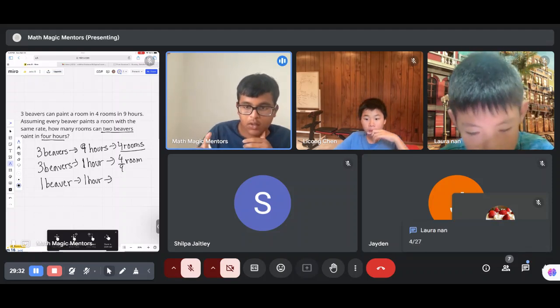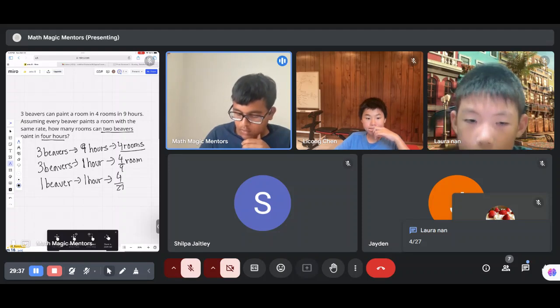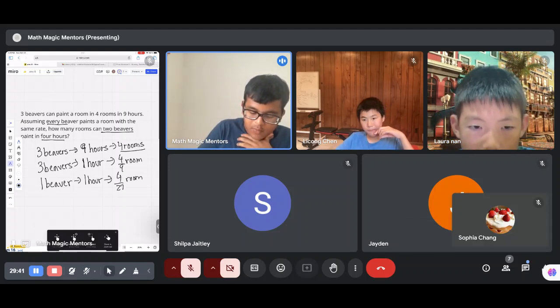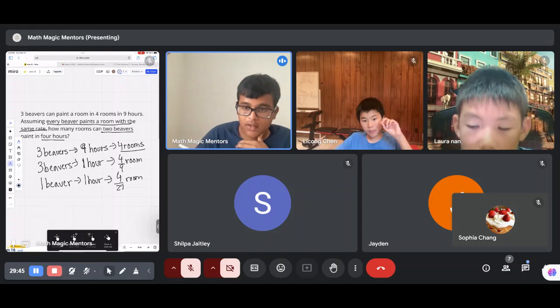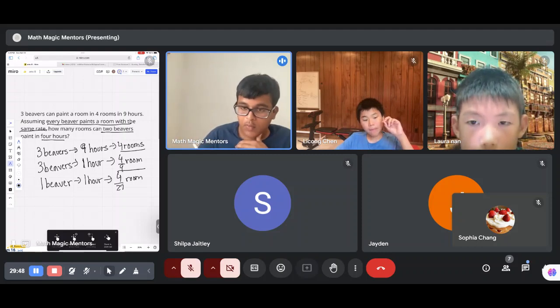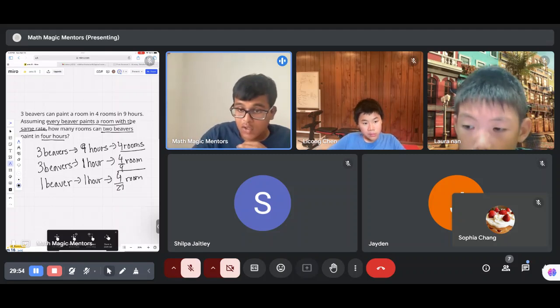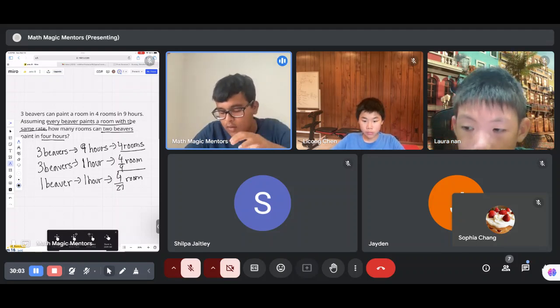Because by the way, here you assume, yeah, that's 4/27th of a room. But I just want to make this clear because this problem says every beaver paints a room at the same rate. So that's why you're able to divide 4/9 by 3, because we know that every beaver paints at the same rate. If they weren't painting at the same rate, then you wouldn't have been able to do that, right? I think that kind of makes sense.